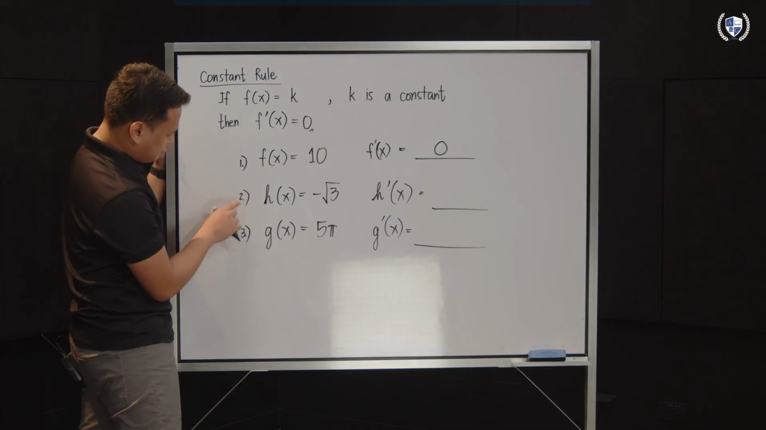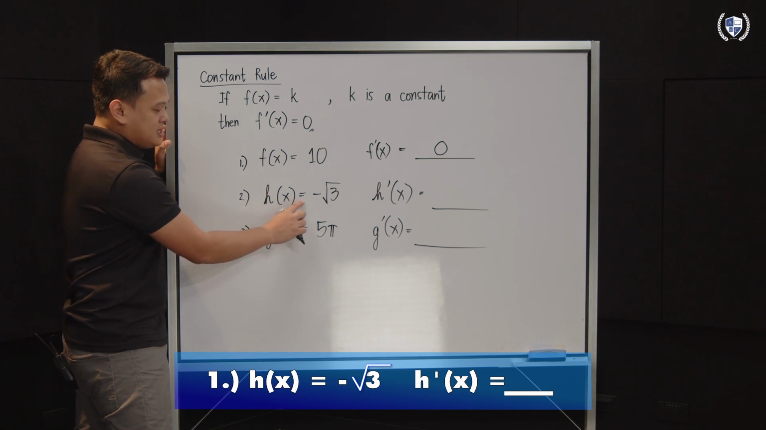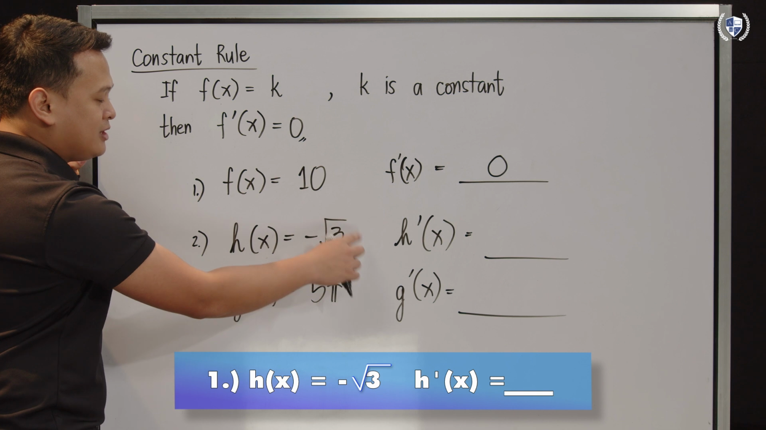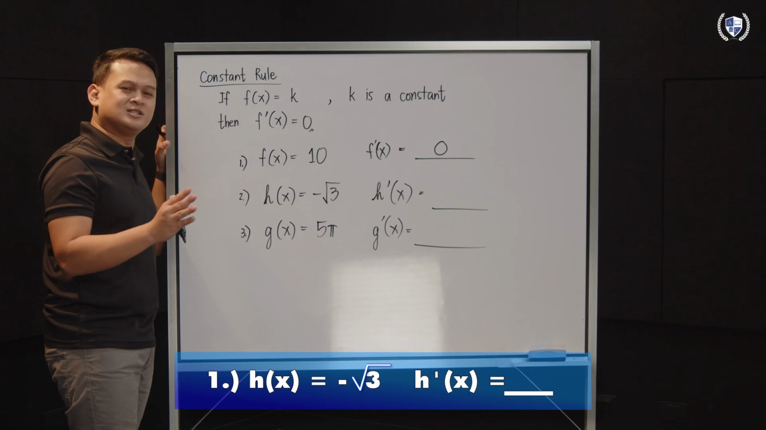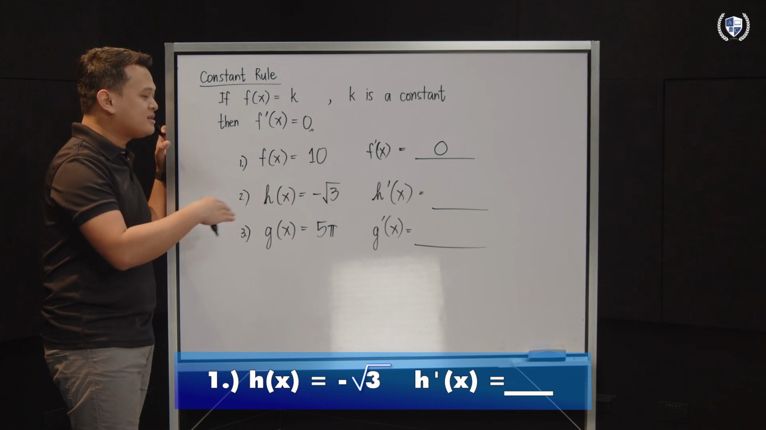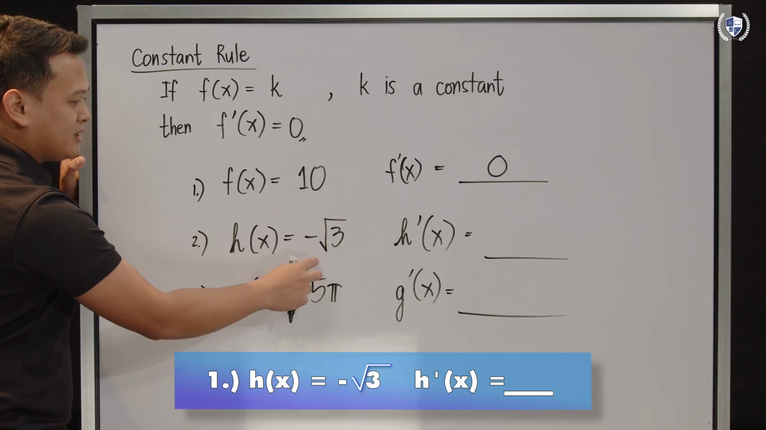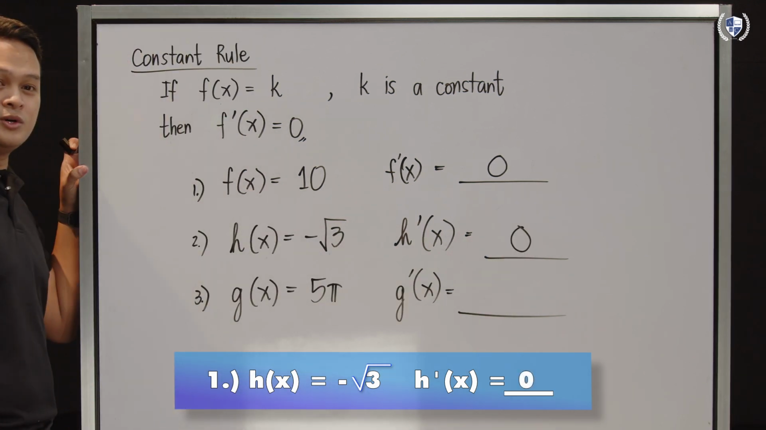Now, let's look at the second example. Your h of x is equal to negative square root of 3. Hindi rin magbabago ang value nito, constant pa rin to. Pwede mo nga laging isipin pag sinabi natin constant, you don't see the variable x there. So, kung kukunin natin yung derivative nito, this will just be equal to 0 also.